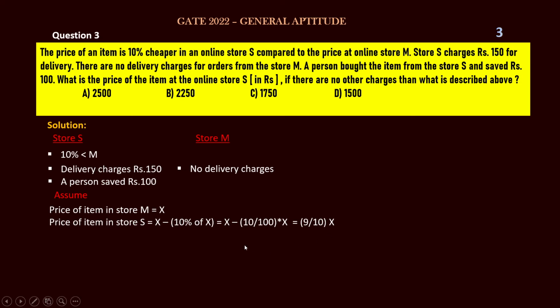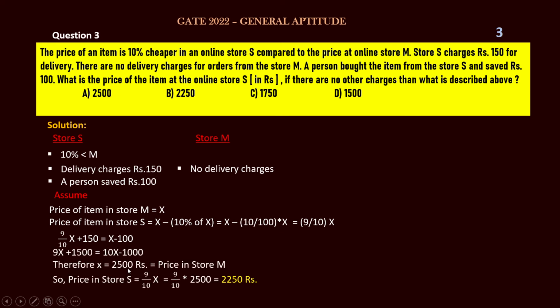What did they ask for? The price of the item at store S. So with these three conditions, we can write the equation: 9 by 10 into x is the price of the item in store S, plus 150 is the delivery charges, and equal to x, the price of the item in store M, minus 100, because the person saved rupees 100, so we subtract this. With this we can find the x value as 2500 rupees.